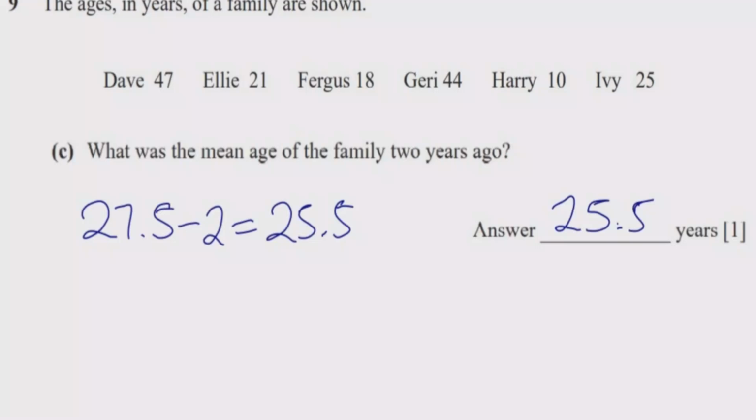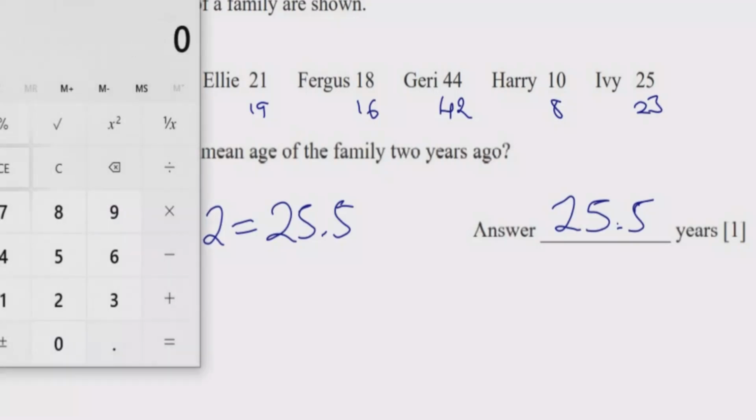The other one is where you subtract 2 years from every number. So you say 47 minus 2 will give us 45 years, 21 minus 2 will give us 19 years, this one will give us 16, this one will give us 42, this one will give us 8 years, and this one will give us 23. And then we can still go on the calculator and punch in these numbers.